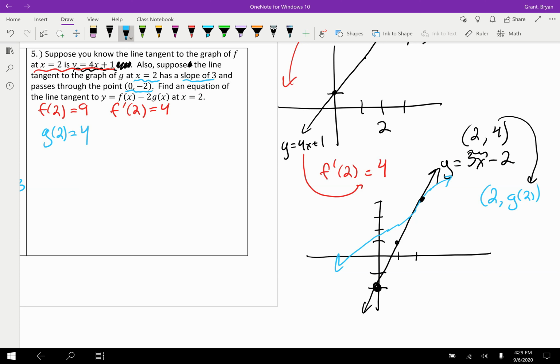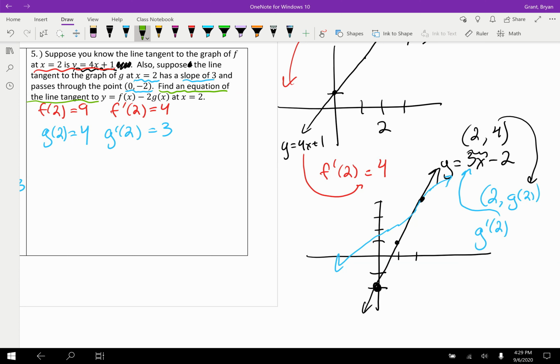What else do we know? Well, we also know g prime of 2. g prime of 2 is the slope right here, but since a tangent line has a constant slope, all lines have a constant slope, and this one has a slope of 3, then we know that g prime of 2 is 3. It might seem weird as to why I started with all that, but again, I've done this problem before, and so I'm just trying to get everything out of the way so we can do the actual calculus part pretty quickly. So let's get to it.